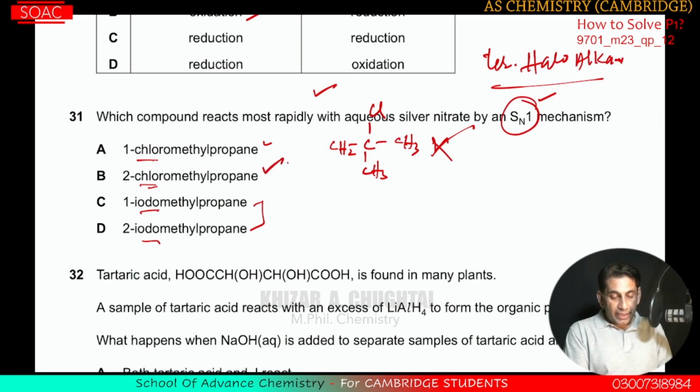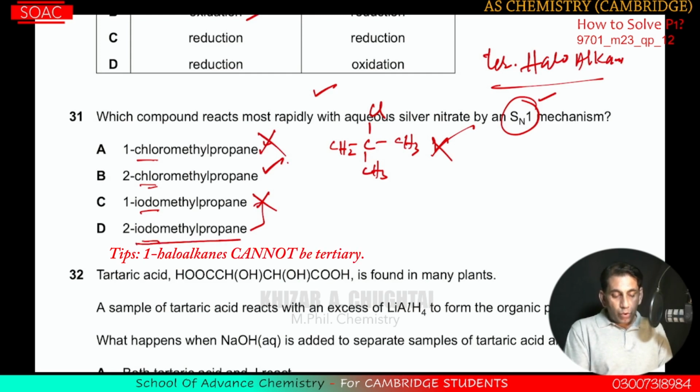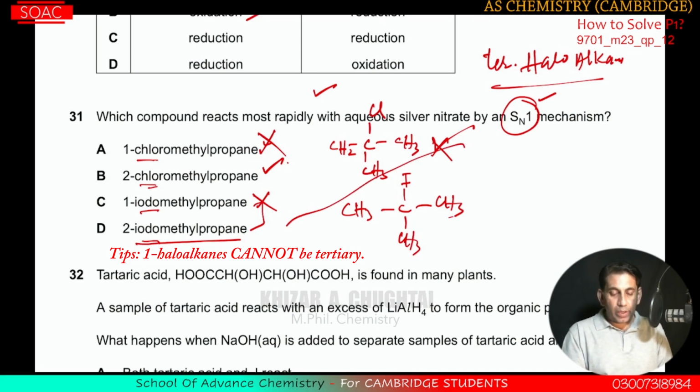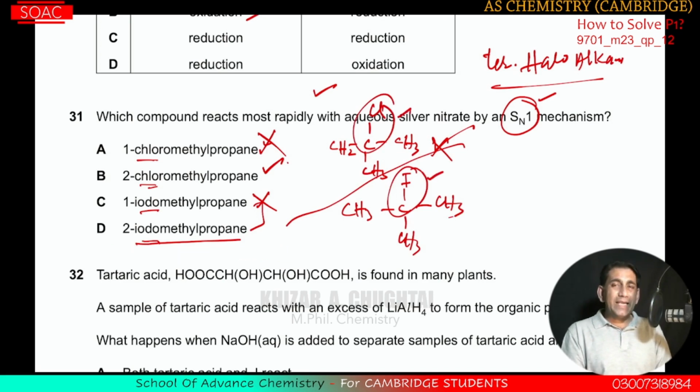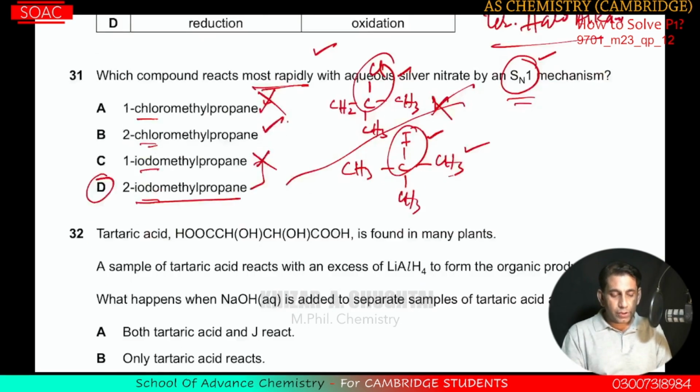So it may be one of the correct options. 1-iodo is not tertiary. 1-chloro is not tertiary. 2-iodo-2-methylpropane, again it could be this one. It is this one. And you can see that, which one is the weakest bond? Is the C-Cl bond weaker or the C-I bond weaker? Obviously, the C-I bond is the weaker bond, and it is going to give the most rapid reaction. And yes, it is a tertiary haloalkane as well. So D is the correct option, which follows the SN1 mechanism and also gives the rapid reaction.